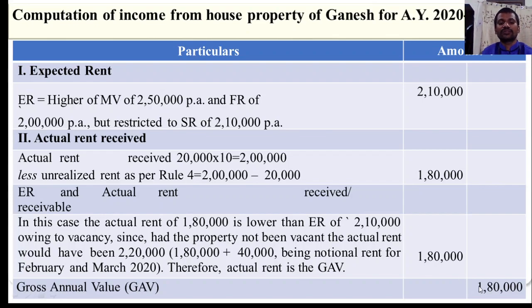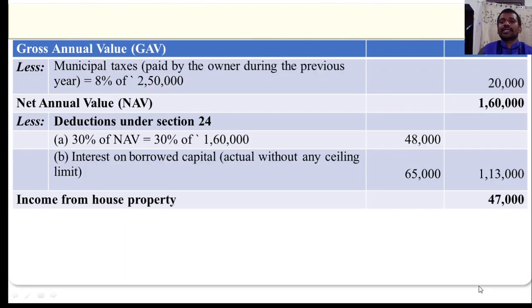So 1,80,000 is the gross annual value. Then next, out of the gross annual value, municipal tax paid by the owner has to be deducted. Here municipal tax paid by the owner during the previous year is 8% of municipal value, that is 2,50,000 into 8% means 20,000. This is the municipal tax paid by the owner. This 20,000 has to be deducted out of the gross annual value. Gross annual value is 1,80,000. Municipal tax paid by the owner is 20,000. Then net annual value is 1,60,000.